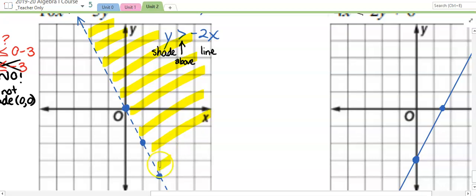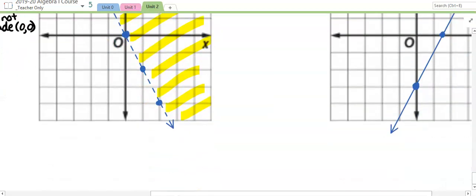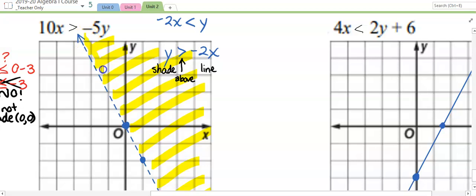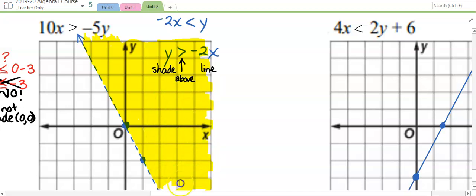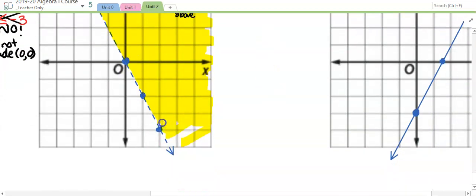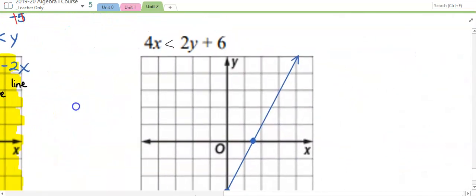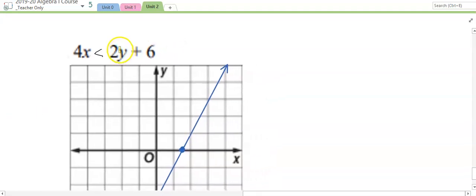This is another way to shade. You don't have to make it completely shaded in, but if you want to, you can. It just takes a little bit more time, a little bit more coloring. You can go right up to the line and shade it in. We're shading this half of our graph. All right, for our last one, we just need to get y by itself.